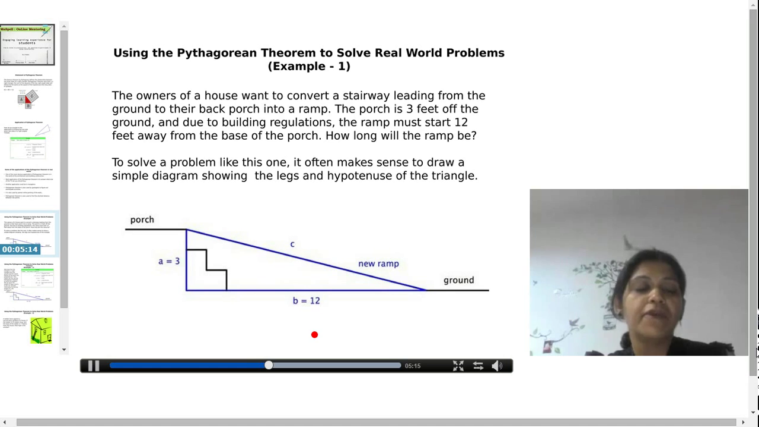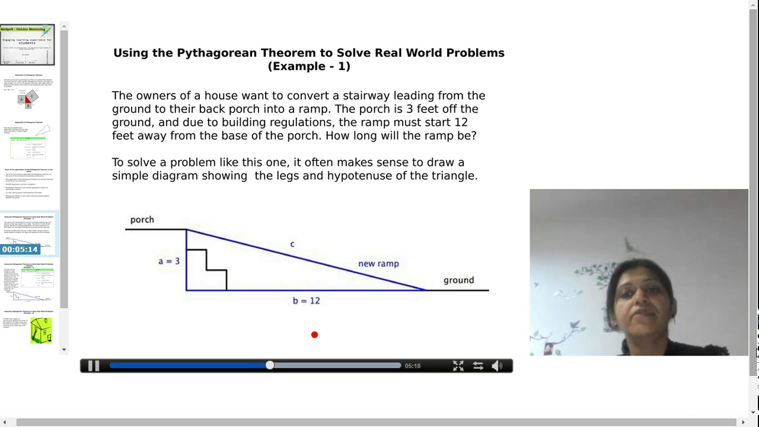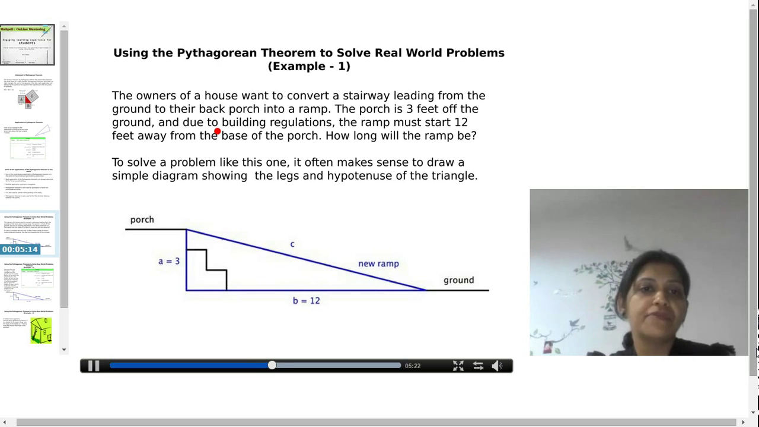So let us discuss a couple of applications of the Pythagorean theorem in real world problems in detail. I'll discuss this by example. First of all, for example, the owner of a house wants to convert a stairway leading from the ground to their porch into a ramp. That is, first the owner has a staircase from the porch, that's the porch, and that's the ground. So there were stairs. Now the owner wants to convert it into a ramp.